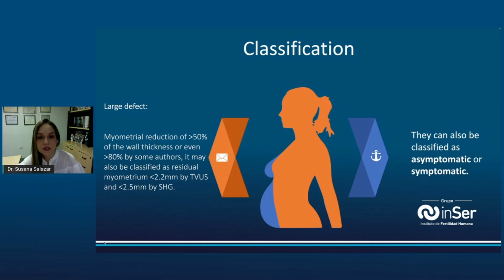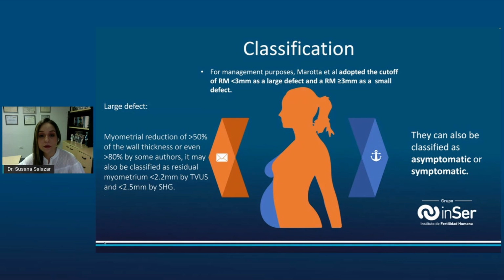How is the isthmocele classified? First, large defects: when there is a myometrial reduction of 50% of the wall thickness, or even 80% by some authors. It may also be classified as a residual myometrium less than 2.2 millimeters by transvaginal ultrasound and less than 2.5 by HSG. They can also be classified as asymptomatic or symptomatic. For management purposes, Marotta et al. adopted the cutoff of residual myometrium less than 3 millimeters as a large defect and a residual myometrium more than 3 millimeters as a small defect.